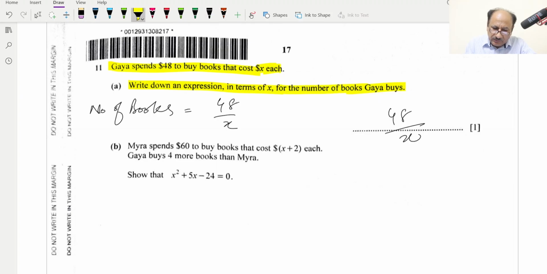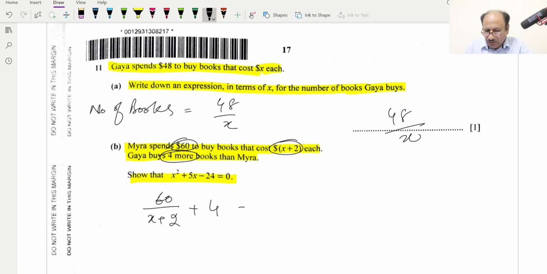Then next, part B: Myra spent $60 to buy books that cost x plus $2 each. Gaia buys 4 more books than Myra, so show that. You have to show this equation also, and our equation will be what? $60 spent for these books, so this will be divided by x plus 2, and 4 more books than Myra, and Myra is buying this one, 48 over x.